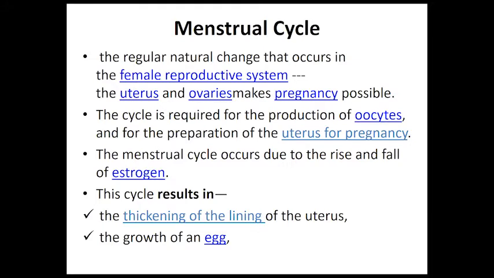Two functions are made in this menstrual cycle. One is the production of oocytes, and the other is the preparation of the uterus for pregnancy. So the menstrual cycle includes two cycles, one in the uterus, preparation for pregnancy, and the other the production of the oocytes in the ovaries. The menstrual cycle occurs due to the change in the hormones, and the most important is the estrogen hormone. This cycle results in the thickening of the lining of the uterus, that is preparation for pregnancy, and then the growth of the egg.